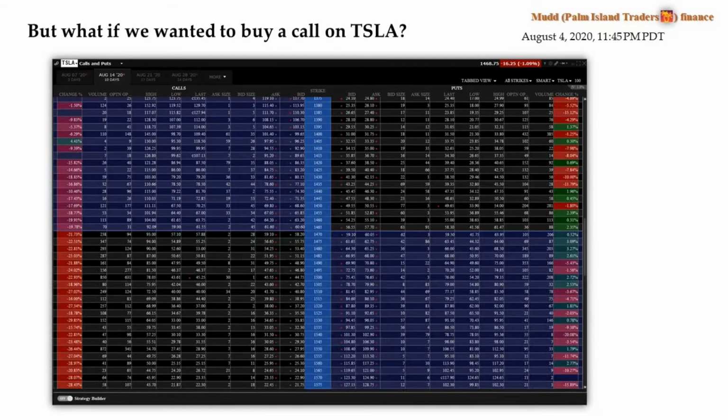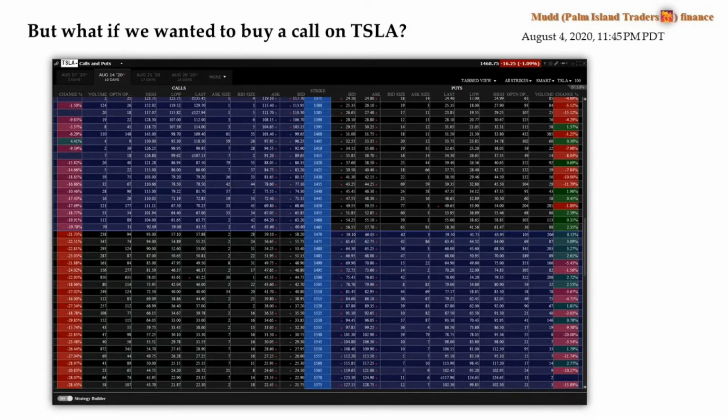Well, the answer is you would never do this on a stock like AMD. This kind of strategy is reserved only for certain circumstances. For example, what if we wanted to buy a call on Tesla? Now, the example I'm about to provide was based upon Tesla prices on August 4th, 2020. It was a couple of weeks before Tesla split their stock 5-1, and that happened on August 31st, 2020.